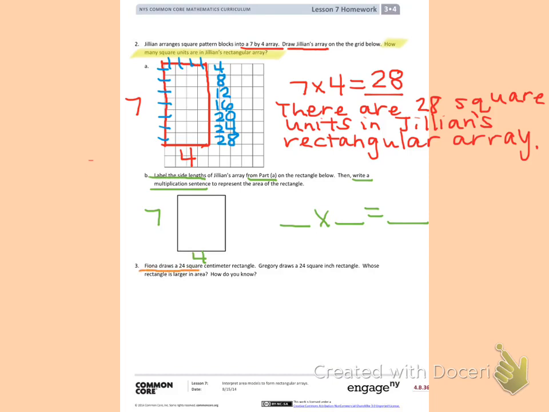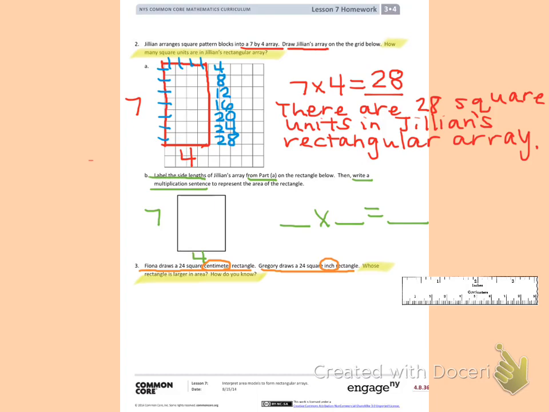Fiona draws a 24 square centimeter rectangle. Gregory draws a 24 square inch rectangle. Now I'll underline the questions. Whose rectangle is larger in area? How do you know? I think I'm going to circle the word centimeter in this one and the word inch in this one because those two words make a big difference.